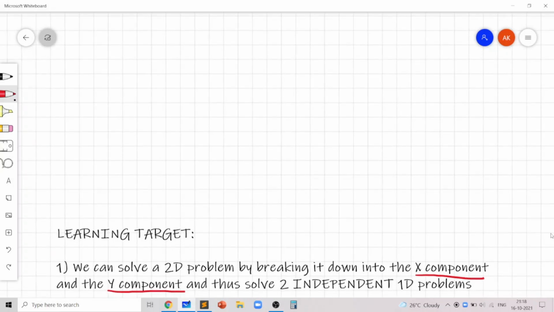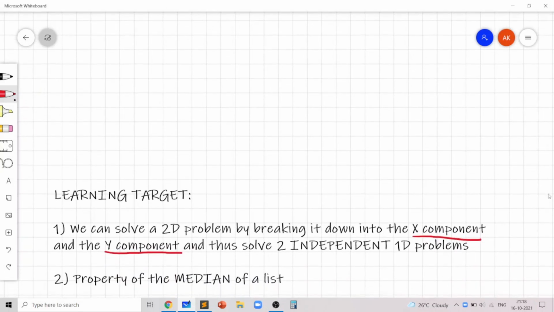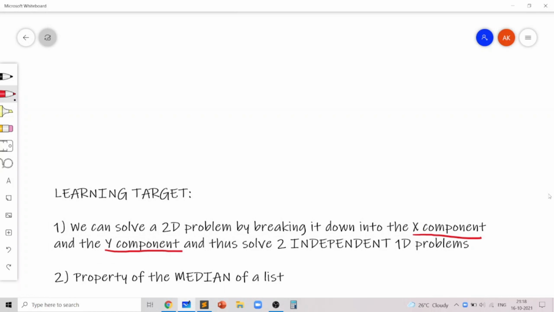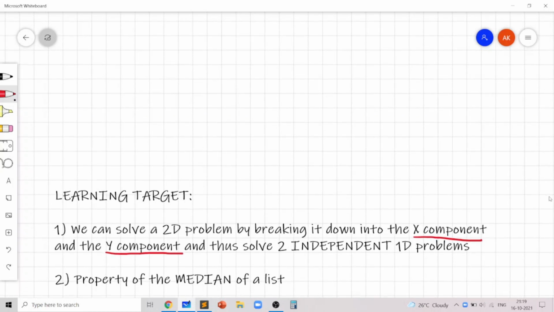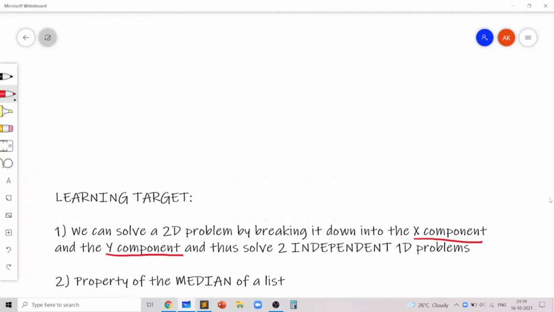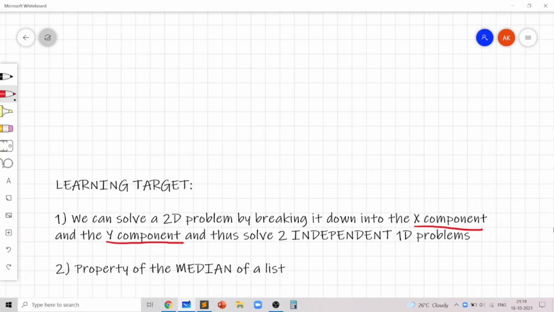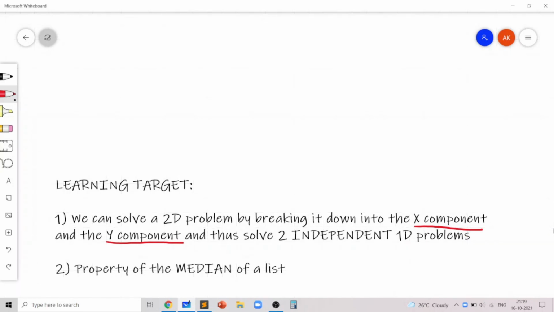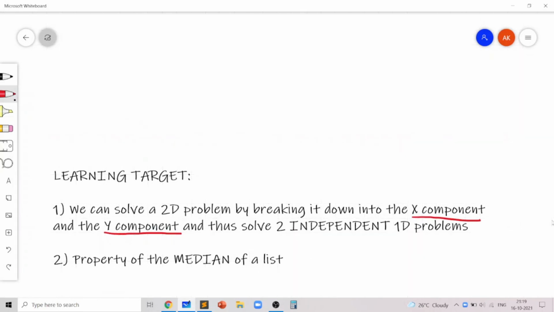Another key learning target from this video is how we can use the median of a list. There's one key property of the median, which I'll be mentioning a bit into the video, which is very useful, and it will help us to solve the problem for each of the components independently. So I'll be mentioning that as I explain the solution.